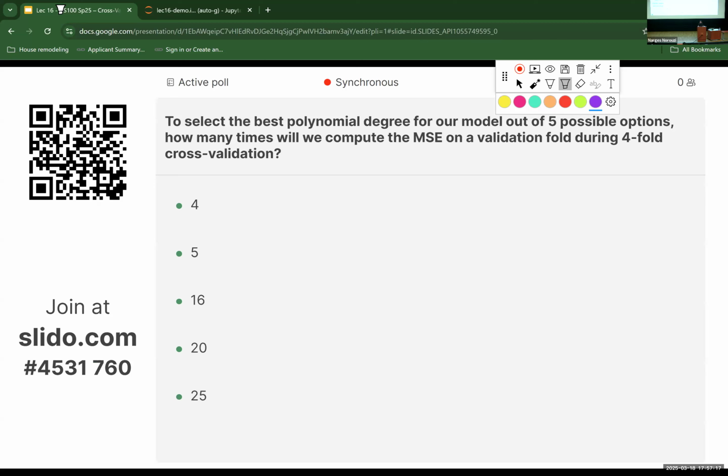Okay, I was rushing to get to this so that you can get some practice. If I want to select the best polynomial degree for the model, and I have 5 possible options, say degree 1, 2, 3, 4, 5, and I want to do 4-fold cross-validation, K is equal to 4. What is the question? How many times do you need to compute MSE? Like if you had the MSE function and you had to call it, how many times would that be invoked?